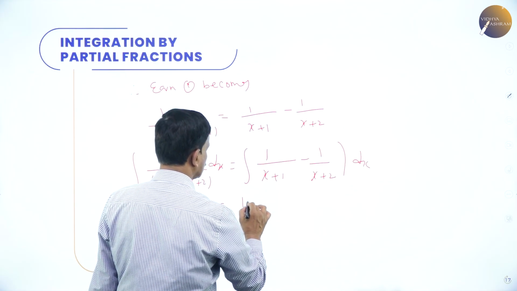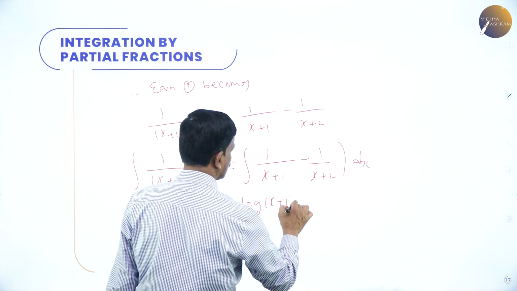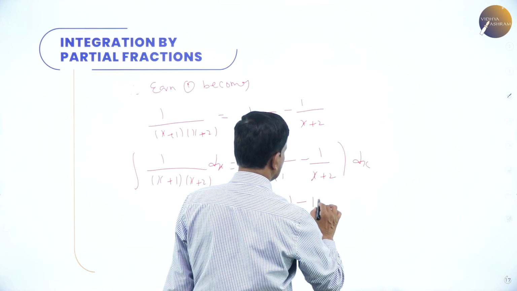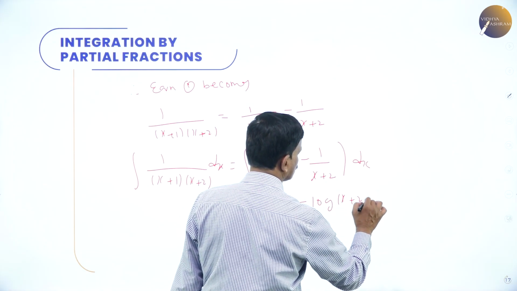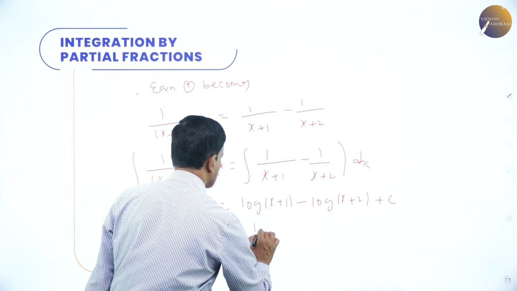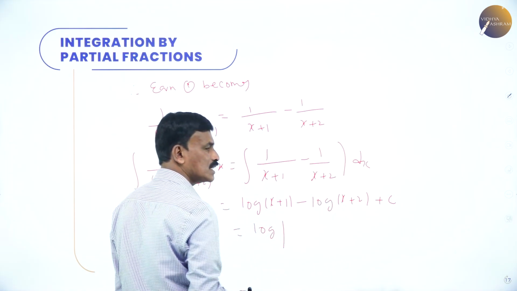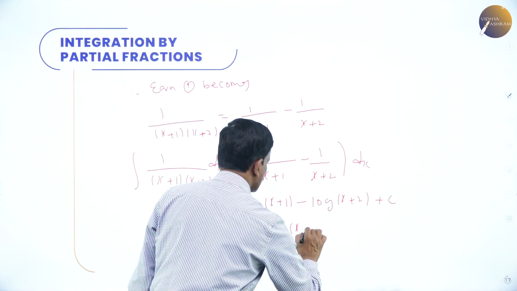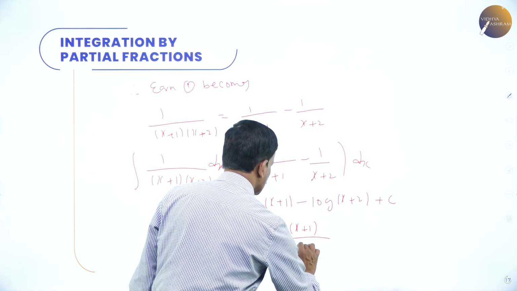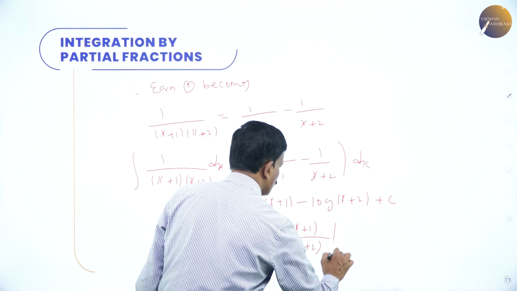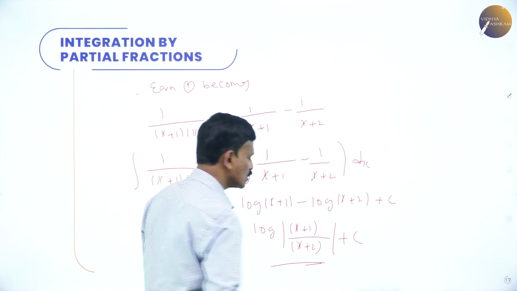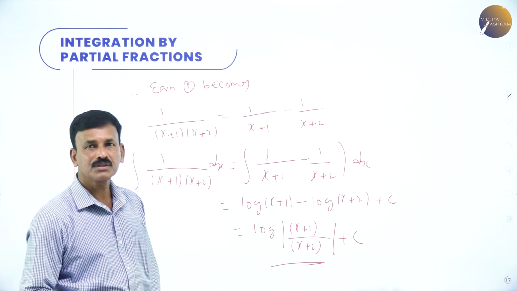So integration of 1 over (x plus 1) is log |x plus 1|, minus integration of 1 over (x plus 2) is log |x plus 2|, plus c. Or this can also be written as, log m minus log n is log m by n, log of |(x plus 1) divided by (x plus 2)| plus c. That's it. This is the required answer for the given problem.